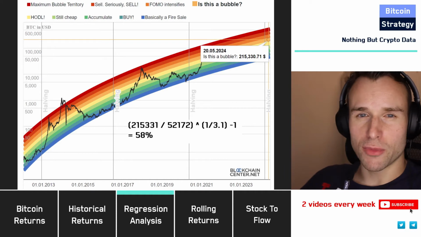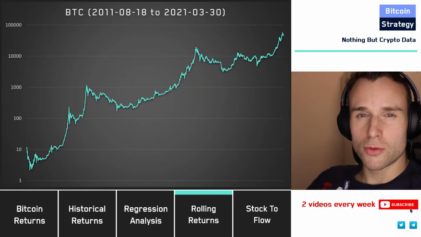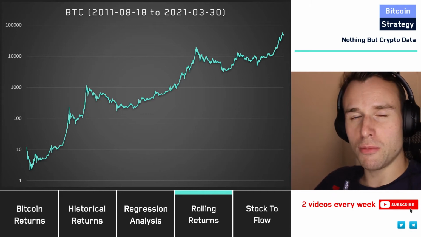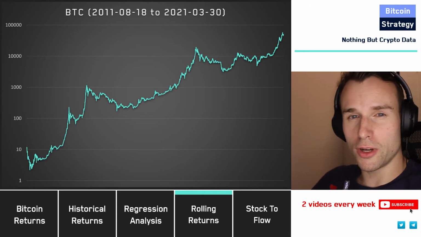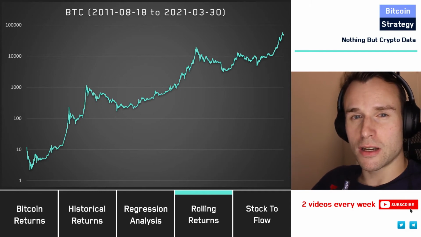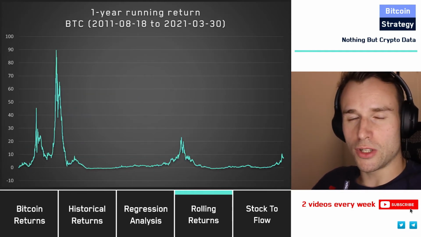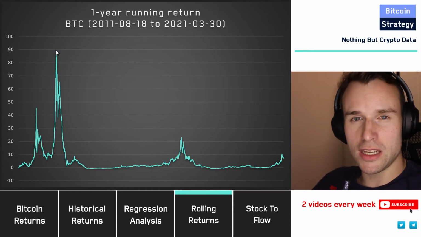Let's look at the next model, the rolling returns. Rolling returns means nothing else but to look at a fixed time frame, say 1 year or 4 years, and check how much did Bitcoin return in this time frame. And then we look at this fixed time frame and move this window all across the chart. So here we have the 1 year running return. The point over here means that there used to be a time when if you invested into Bitcoin at this point in time, you would have made a 90x on your investment after 1 year.